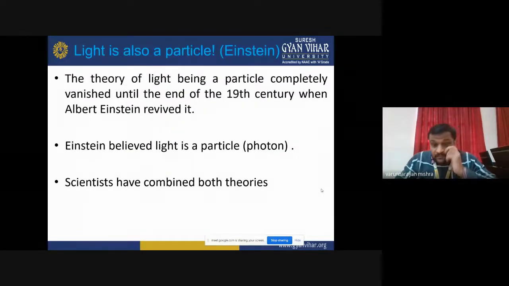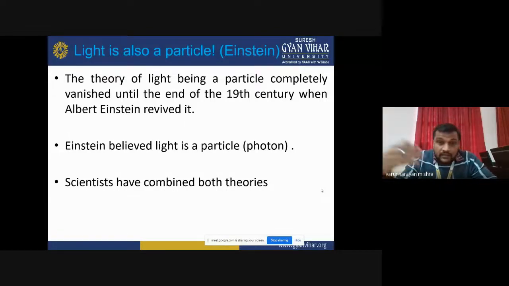And also after that, Einstein for the first time made an experiment to prove that light is a particle. The theory of light being a particle had completely vanished until the end of the 19th century, when Albert Einstein revived it. Einstein believed that light is made of very small, teeny components known as photons. But it has a dual nature. It is also considered a wave. So that is the dual characteristics of light, the wave particle duality.